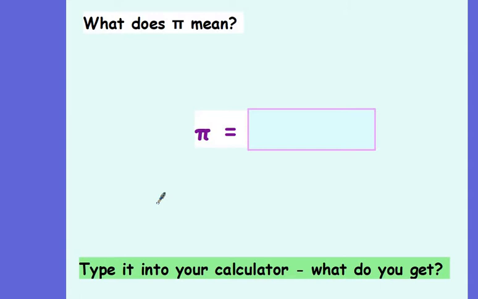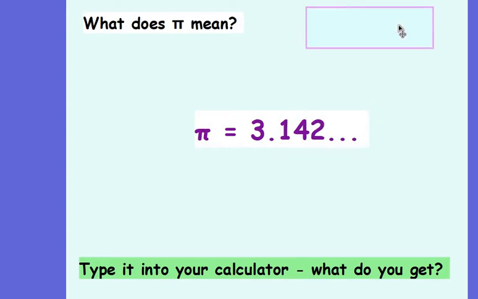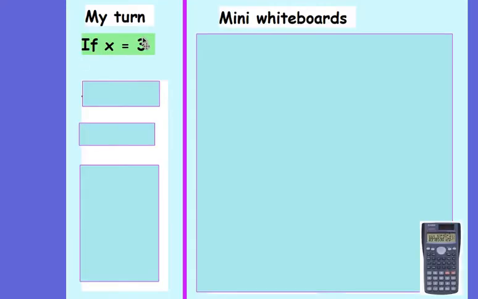What does pi mean? Pause the video for a minute, type in pi into your calculator and press equals. What do you get? So pi is just a number, and that number is approximately 3.142. It goes on forever, but it's just a number. We're going to use it.